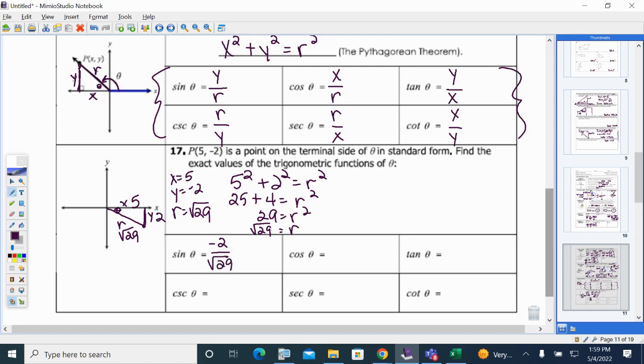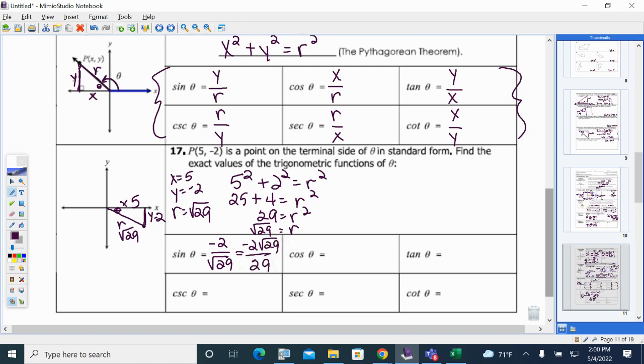Now, when we are doing this part, you do have to follow the signs, that y is actually a -2, and we have to bring that into these trig functions, these ratios. So don't forget the negative there. As you're doing the Pythagorean theorem, it's not going to matter because you're squaring the negative. And then, of course, you're going to have to fix that fraction, multiply by the square root of 29 over the square root of 29, and you get -2 square root of 29 over 29.